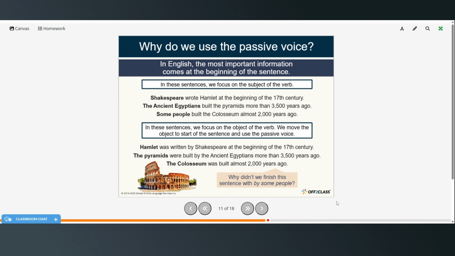Why didn't we finish the sentence with some people? Well, some people isn't really important. Our focus is on the Colosseum and when it was built. We know it was built by someone, so there really isn't a reason to say that.